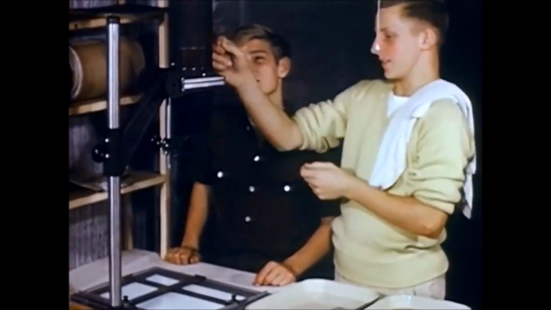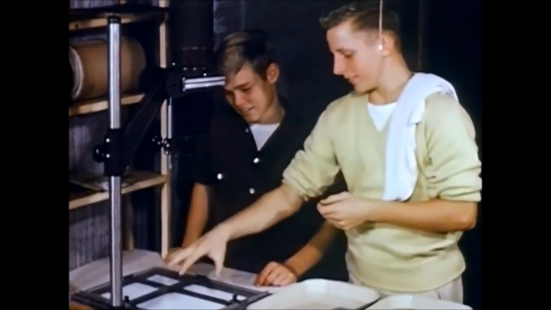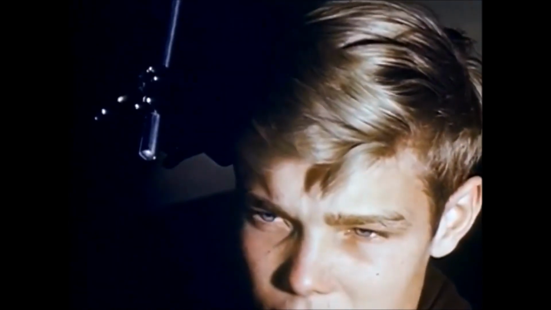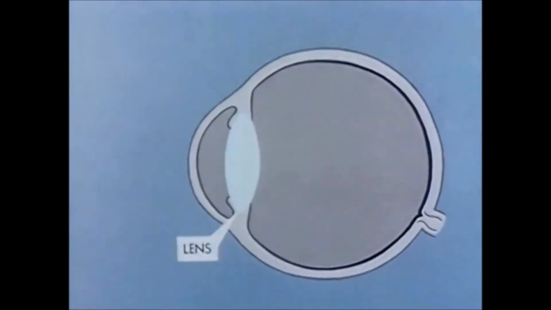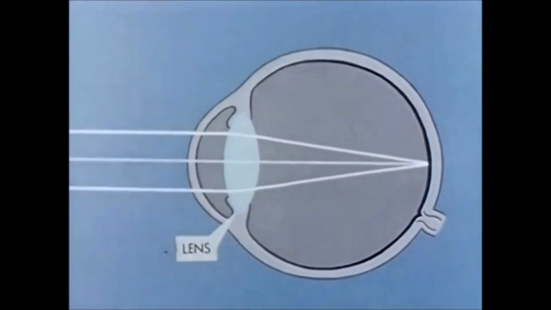Light is projected through the negative and focuses a larger size image on the easel. But Sandy could not see his picture at all if it were not for another marvelous optical instrument, the human eye. Like a camera, the eye has a lens which focuses light rays on the retina.